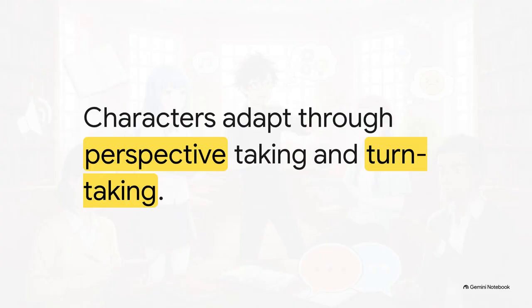Characters also adapt through perspective-taking and turn-taking. For instance, a character might suddenly switch from French to simple English just to gain a suspect's trust. Or consider turn-taking. If one character aggressively interrupts another mid-sentence, they are seizing power in that negotiation. It's not just about what they say, it's how and when they forcefully carve their way into the conversation.